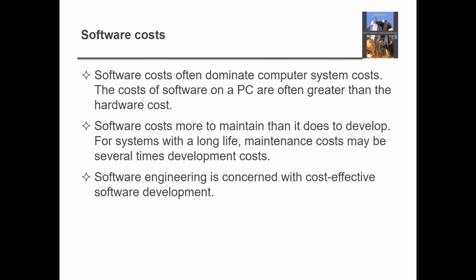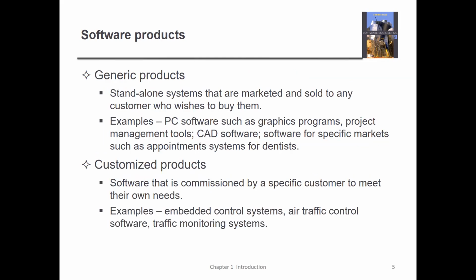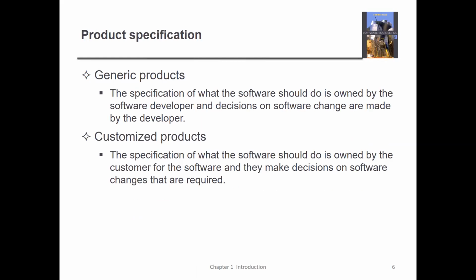Then there was a concern about software cost. We discussed how we are going to measure those software costs and what the software costs actually are. And when it comes to software products, we discussed that there are two kinds: generic products and customized products, and what we mean by each of them. We discussed these in the last few lectures, and also the product specification with respect to generic products as well as customized products.